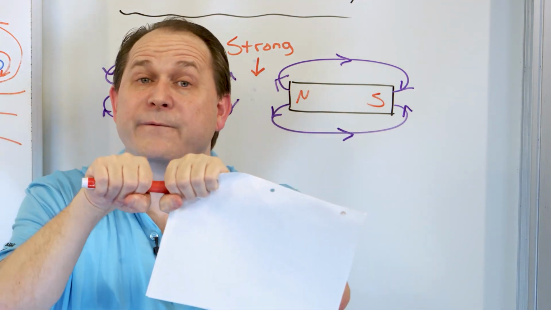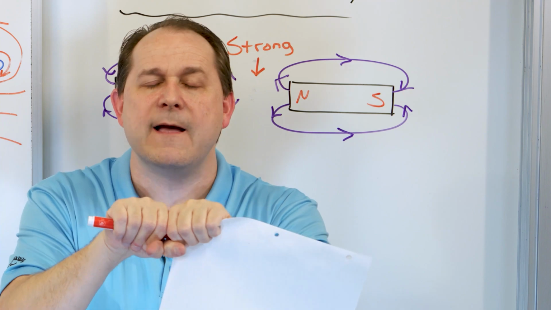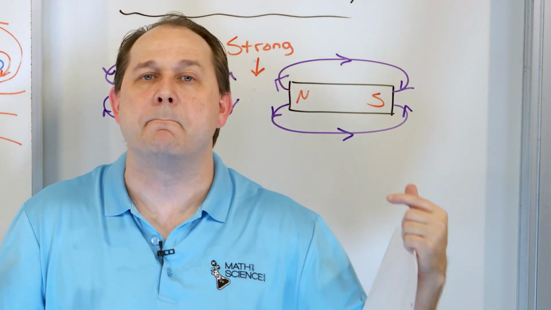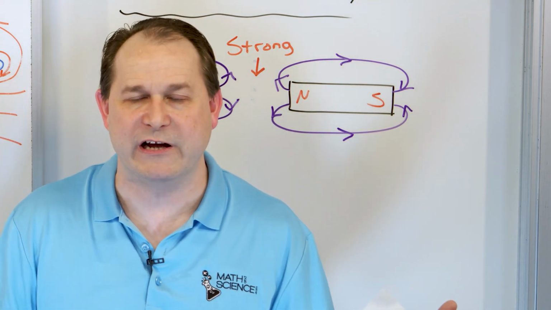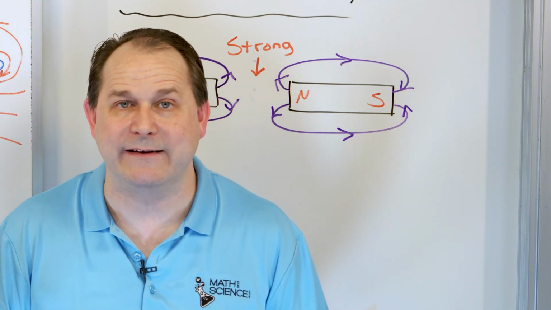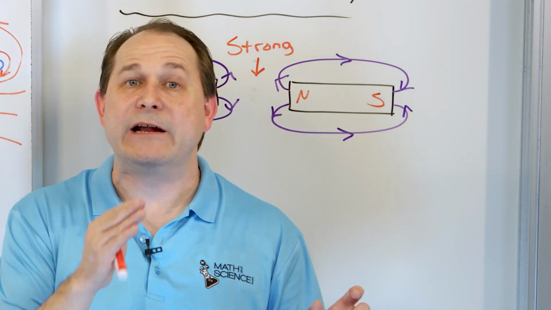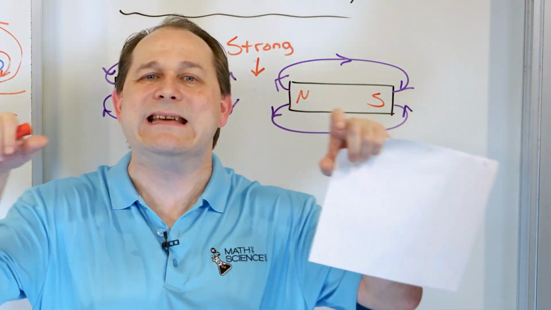Because when I put them together and force them together and hold them there, then I've now stored energy in the field. Where did the energy come from? It came from my muscles. Where did that energy come from? It came from the food I ate. Where did that energy come from? The chemical bonds of the food I had. So the energy came from somewhere, the food, and into the magnetic field.